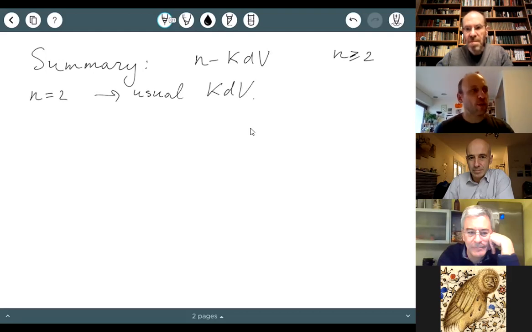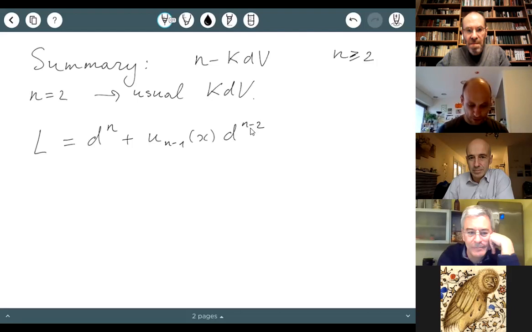And so there are two approaches that I explained. One uses Lax pairs, so you take the operator D^n + u_{n-1}(x) D^{n-2} + and so on, + u_1(x). I'm sorry for the shift, but that's the best way to do it. So there are n minus 1 functions. So for n equals 2, the usual KdV, there is only one function u. D is d over dx.